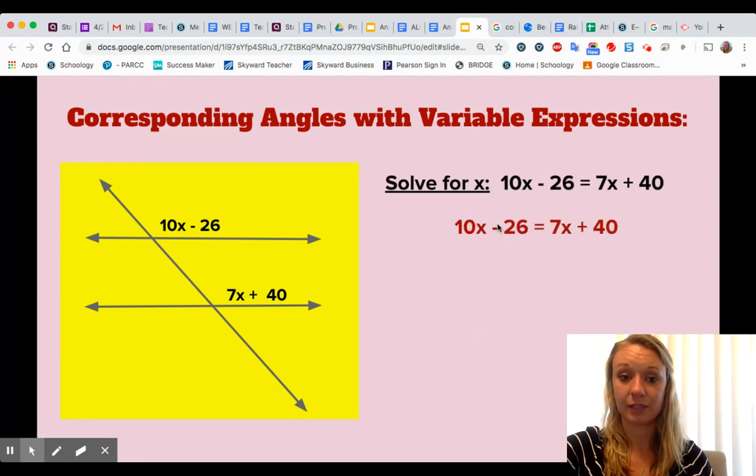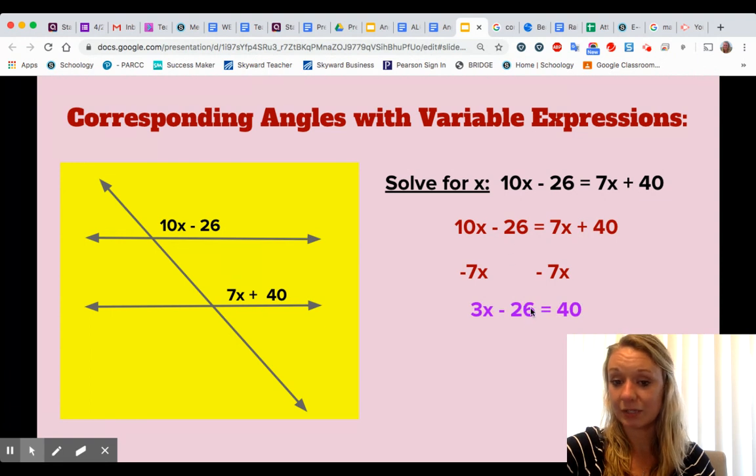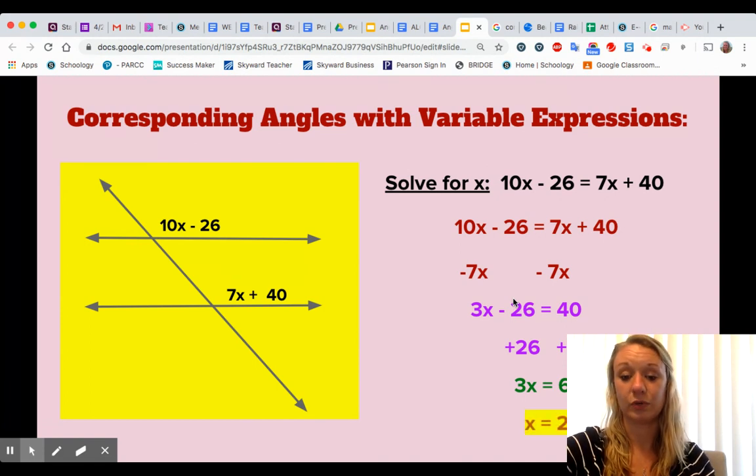And that's exactly what we did right here. This is another game with variables on both sides. Find your smaller term and move it to the other side. When I do that, 10x minus 7x gives me 3x, and then I still have minus 26 equals 40. I want to get rid of this minus 26, so I'm going to add it to the other side. Now I've got 3x equals 66. Divide both sides by 3, and you get x equals 22.